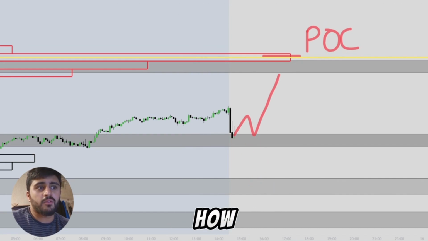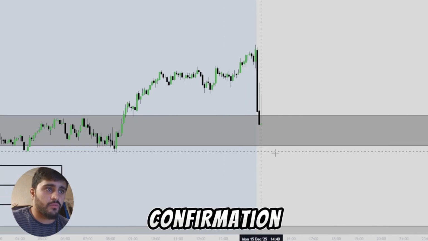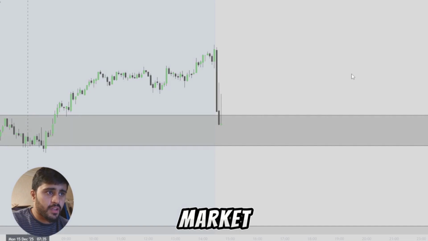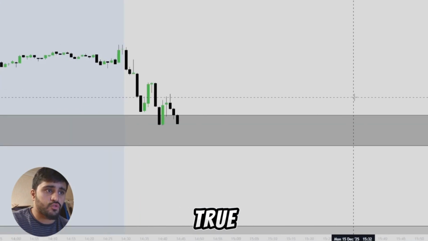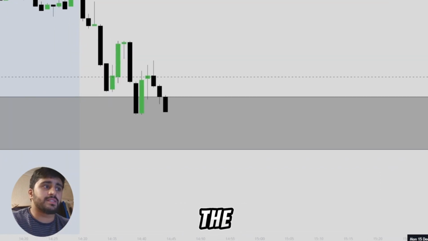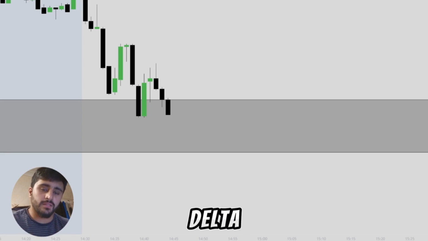So the question is, how do you know whether to take a bullish or a bearish setup? What gives you the confirmation once the market opens, right? Once the market opens, the only thing that gives you true confirmation is a break and retest with order flow. So this is where the delta comes in. We've gone through volume. We're now looking at delta.